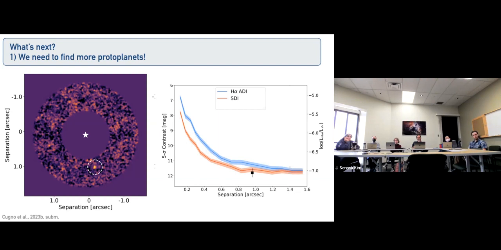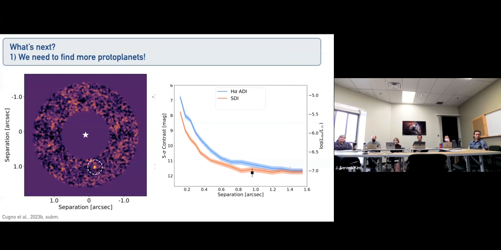I think one lesson that we really learned in the past years is that detecting these planets is extremely hard, difficult, and rare. So we definitely need to find more protoplanets if we want to learn something about them.